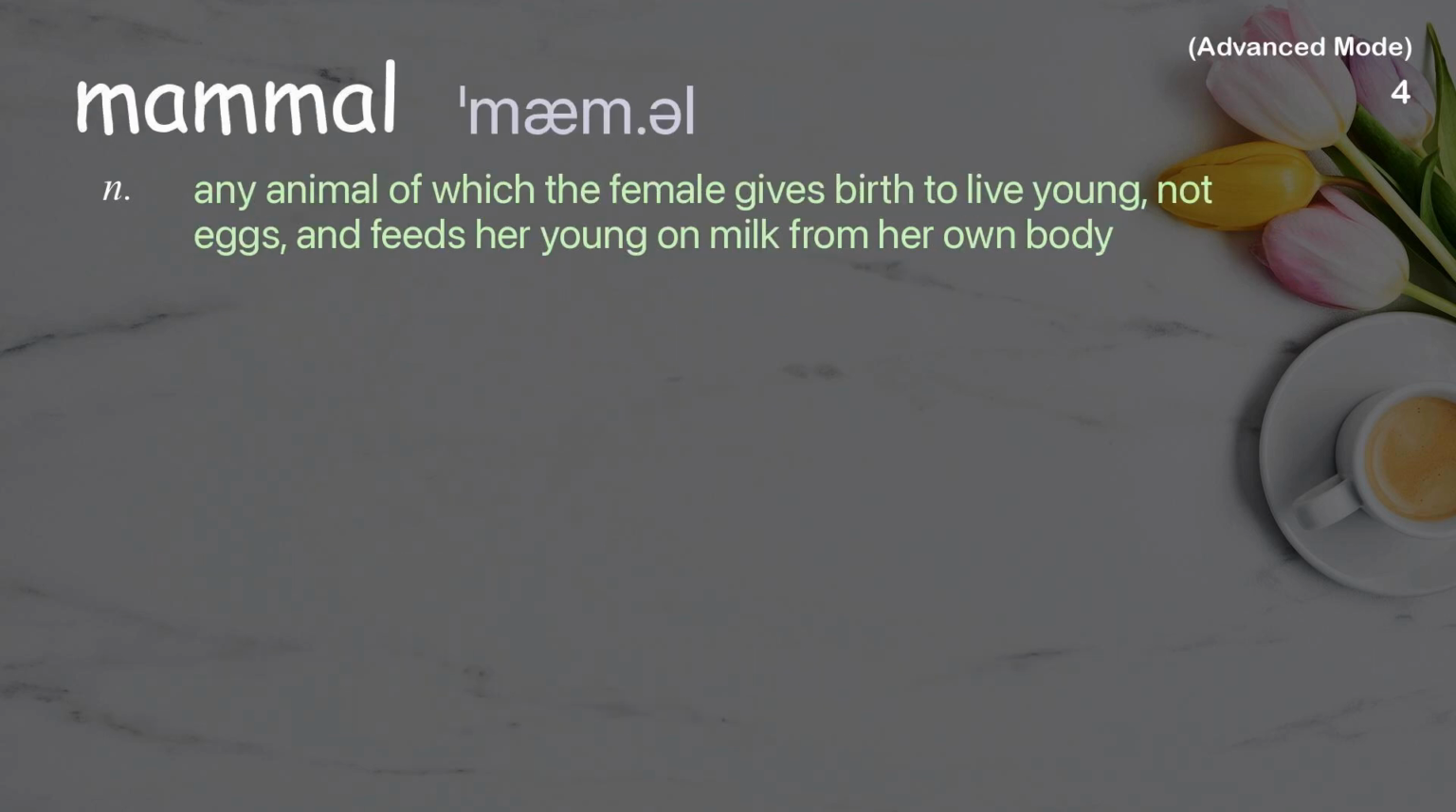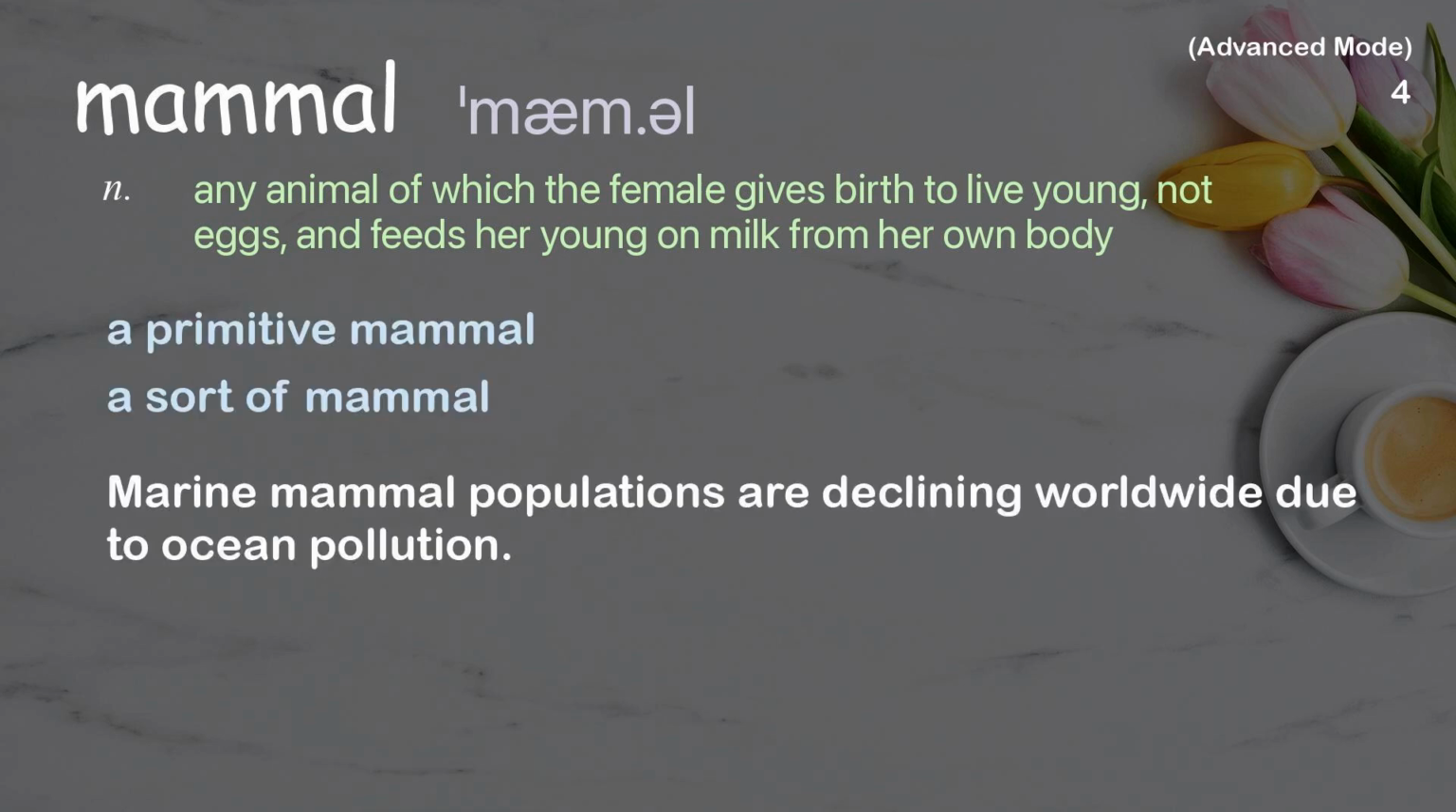Mammal. Any animal of which the female gives birth to live young, not eggs, and feeds her young on milk from her own body. Examples: A primitive mammal, a sort of mammal. Marine mammal populations are declining worldwide due to ocean pollution.